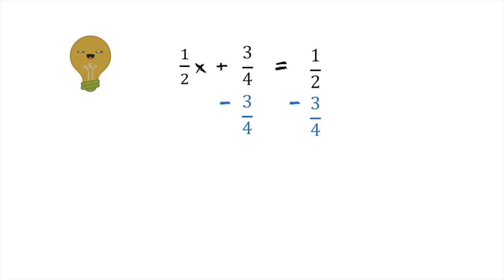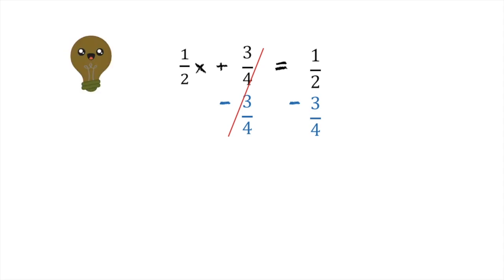I will show you another way of looking for the value of x. Again, we have 1/2 x plus 3/4 is equal to 1/2. Let's use the inverse of our fraction. So minus 3/4, minus 3/4 also to the other side. This is done so that we will be able to isolate our 1/2 x. So 3/4 minus 3/4, that's 0.